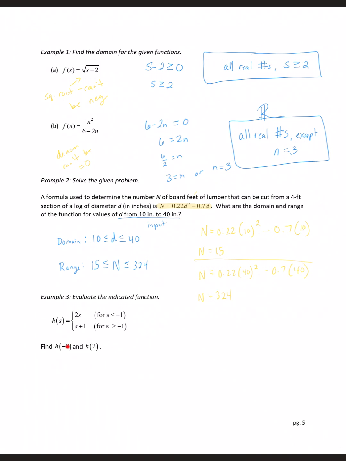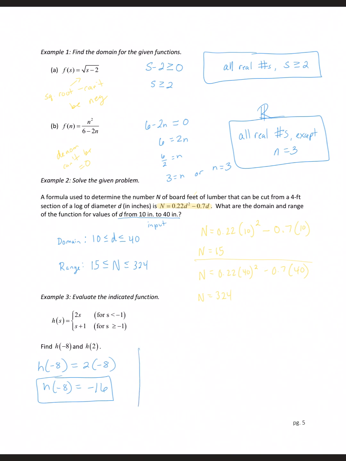So for the first one, we want to evaluate h of -8, but we need to determine which piece of the function we have to use. So we have to take this -8 and determine whether it makes this true or whether it makes this true. And -8 is less than -1, so we evaluate h of -8 in this function. So we'd write this as h of -8, and that's equal to 2 times -8. Well, we know 2 times -8 is -16, so that tells us h of -8 is -16.